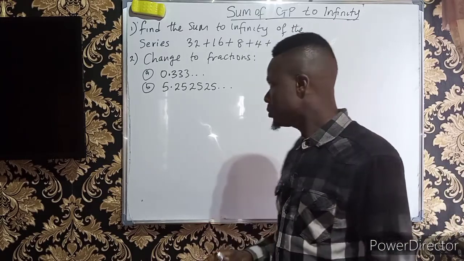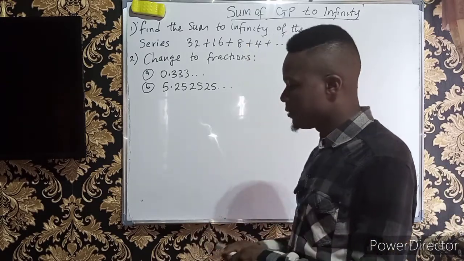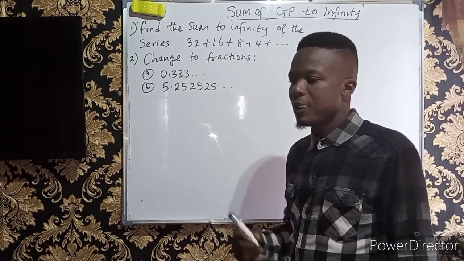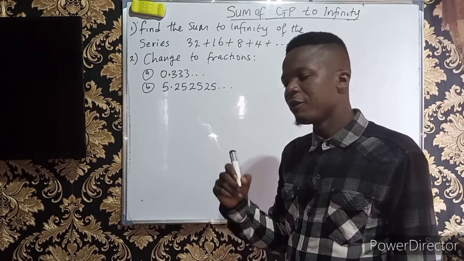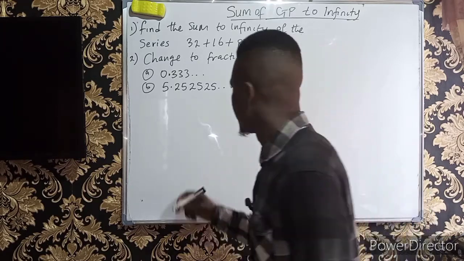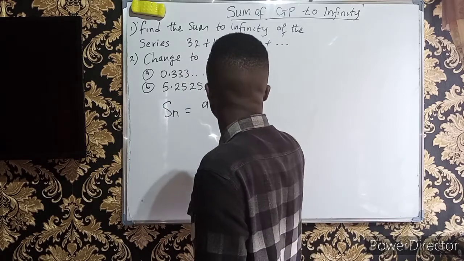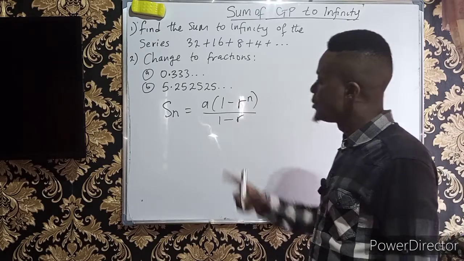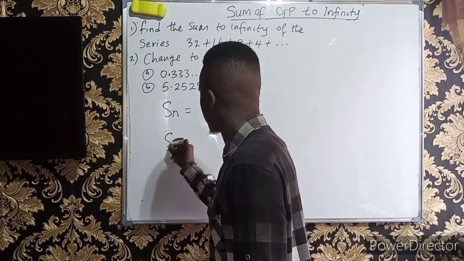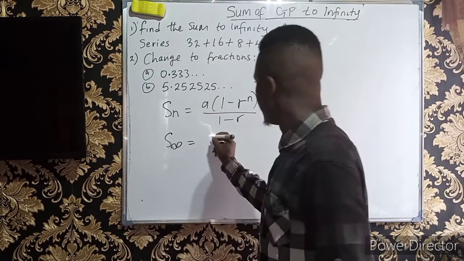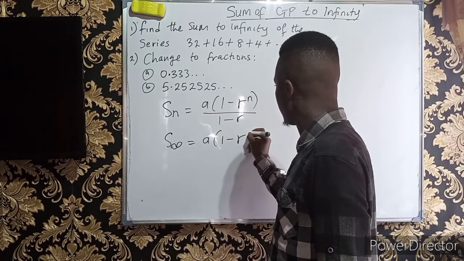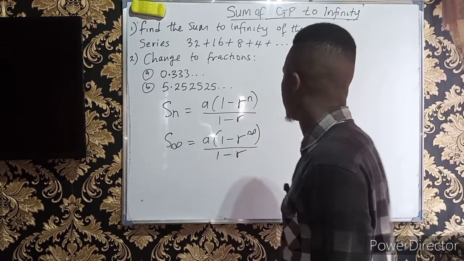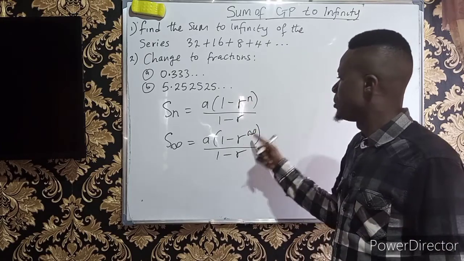So that is why you can get the sum to infinity of a GP when the common ratio is less than 1. Now, I have to tell you the formula you use whenever you are asked to get the sum to infinity of a GP. Remember that the formula you use to get the sum of a GP when the common ratio is less than 1 is S_n = a(1 - r^n)/(1 - r). Now, let's assume that we are talking about sum to infinity. The sum to infinity will be a(1 - r^infinity) over 1 - r, because n is now infinity.